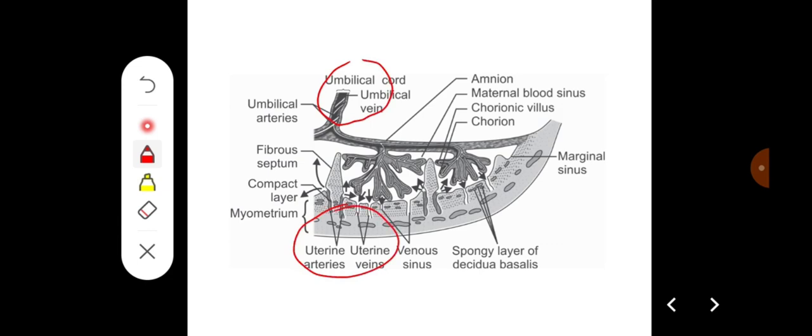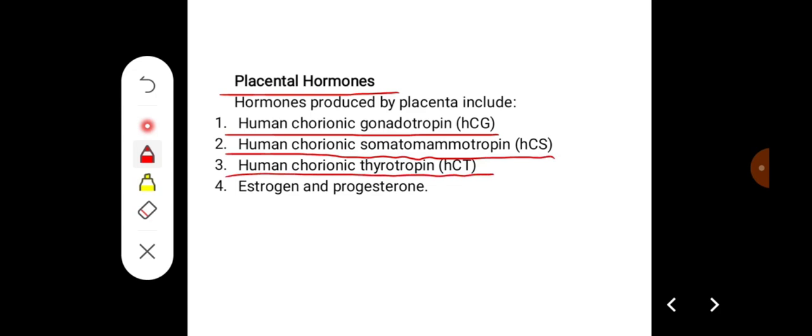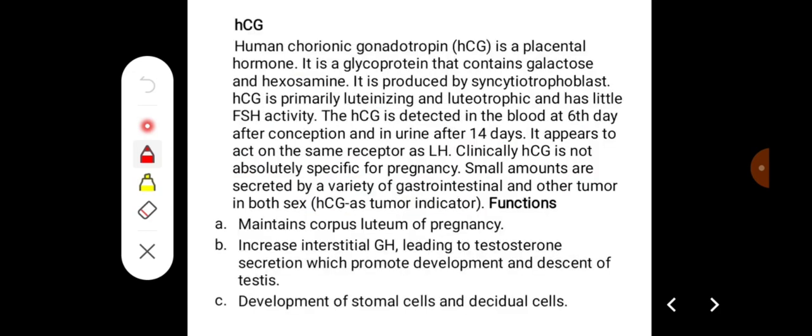In the fetal side, it mainly shows the chorionic villus, chorion, and amnion, and the maternal side mainly shows the uterine vessels with the sinusoids. The hormones which are produced by the placenta include human chorionic gonadotropin, which is called as HCG, and human chorionic somatomammotropin, which is HCS, human chorionic thyrotropin, which is HCT, estrogen, and progesterone. Human chorionic gonadotropin.